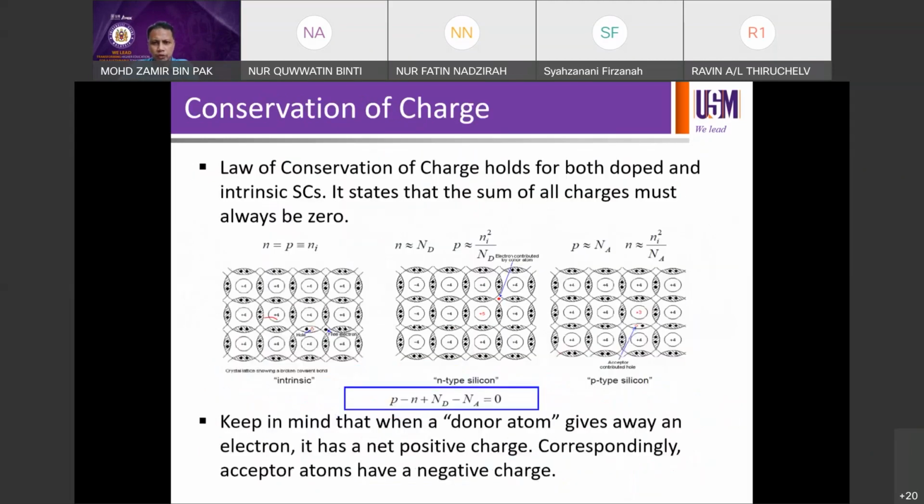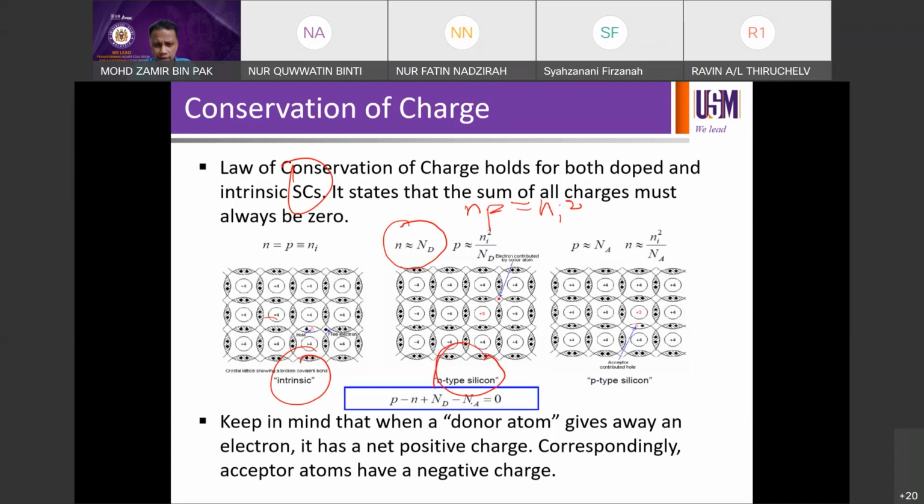The law of conservation of charge holds for both doped and intrinsic semiconductors. It states that the sum of all charges must always be 0. So in intrinsic, N is equal to P is equal to Ni, right? For N-type silicon, N is approximately equal to Nd, or N equals Nd effectively. So we have learned in the law of mass action that N times P is equal to Ni squared.